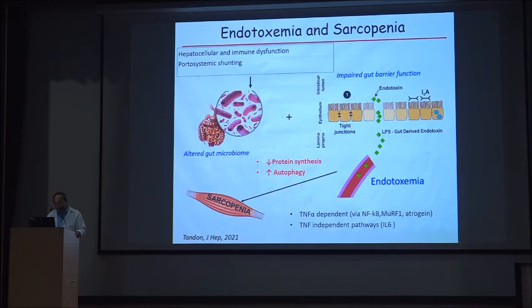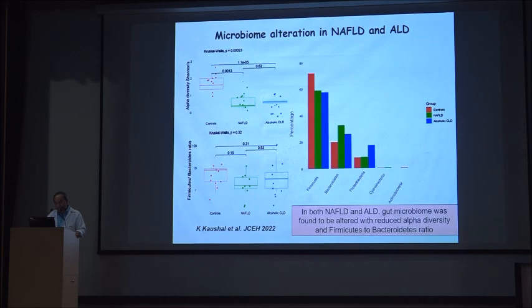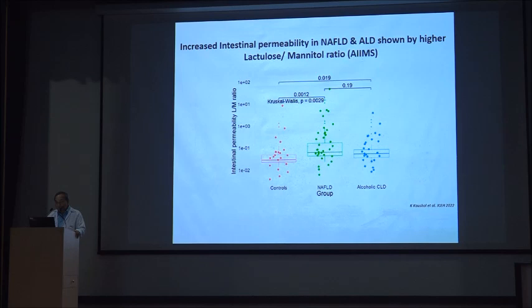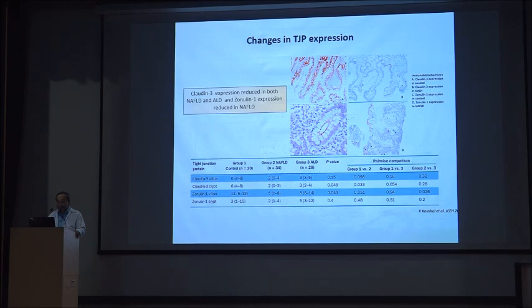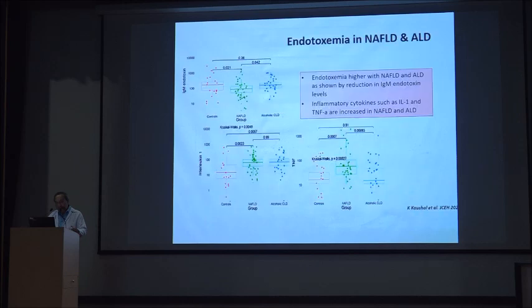This is again the same thing. This is our own data where we have shown that both in NAFLD and ALD, the gut microbiome was found to be altered, with reduced alpha diversity and Firmicutes to Bacteroidetes ratio. Then when we did the lactulose mannitol test, permeability was also altered, and there is change in TJP, meaning tight junction protein expression, and endotoxemia was also high in cirrhosis.